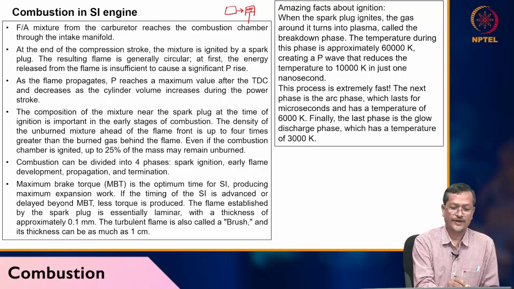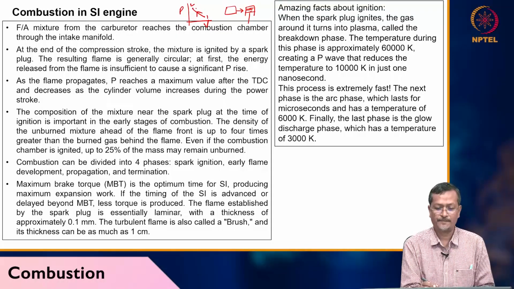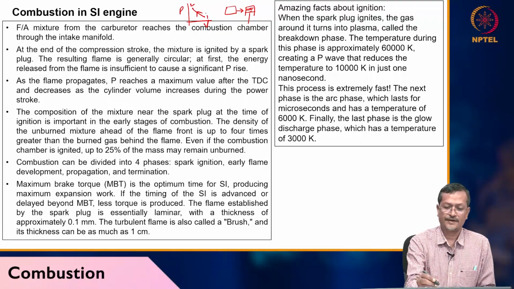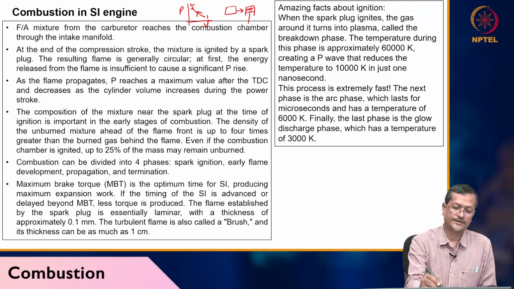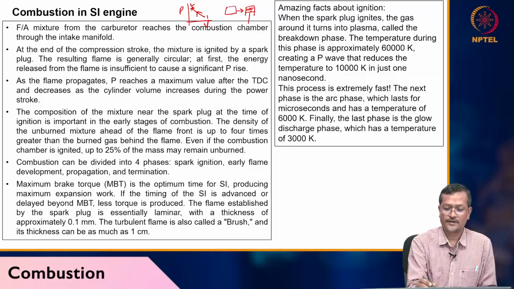At the end of the compression stroke, you draw the PV diagram. So the end of the compression stroke, point 2, is the end. The mixture is ignited by the spark plug, so at this point a spark will be created. The resulting flame is generally circular. At first, the energy released from the flame is insufficient to cause a significant pressure rise.